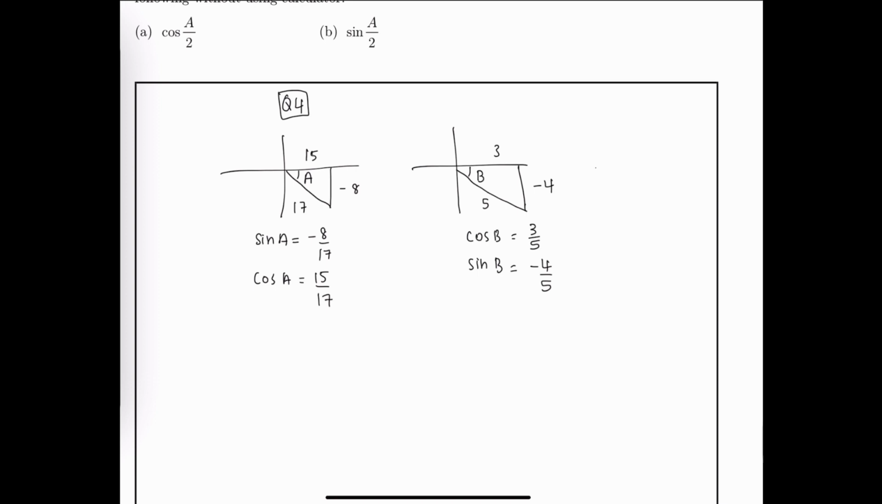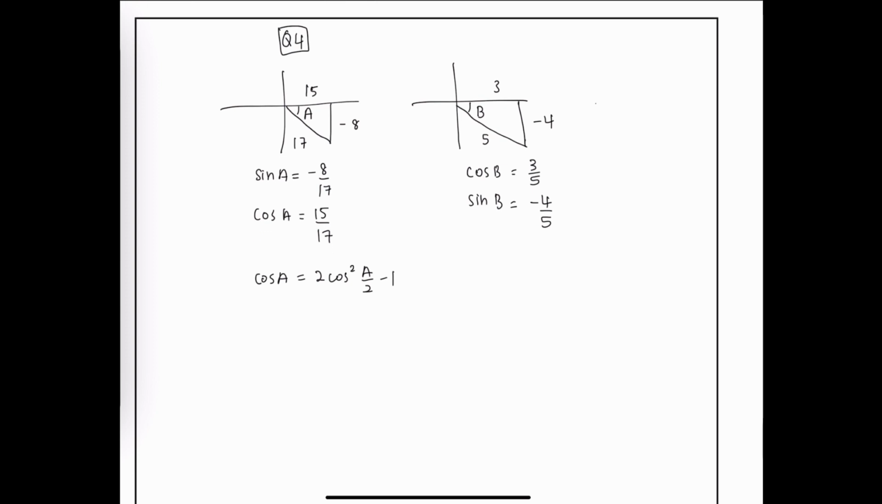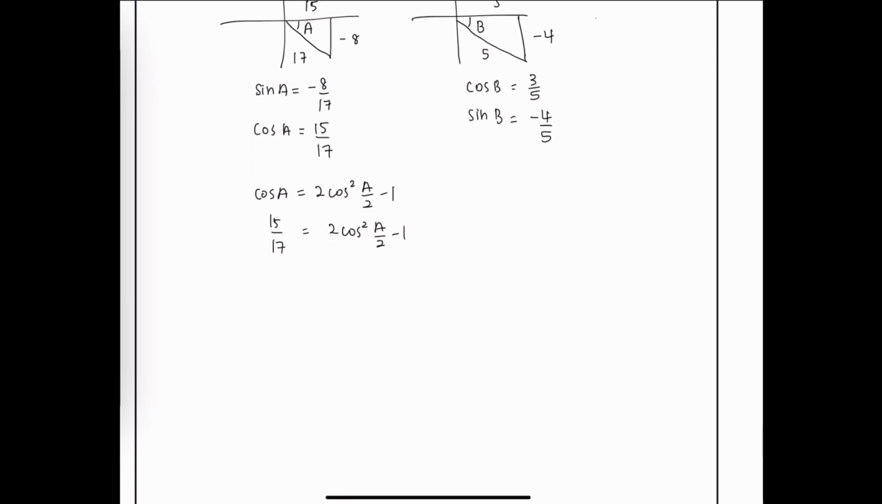So to figure out the value of cos A over 2, we need to use the half angle. To find cos A over 2, we have to choose from 3 different formulas, and the most suitable formula for this one is 2 cos square A over 2 minus 1. Let's substitute cos A, which is 15 over 17. In order to find cos A over 2, we need to make sure cos square A over 2 becomes the subject.